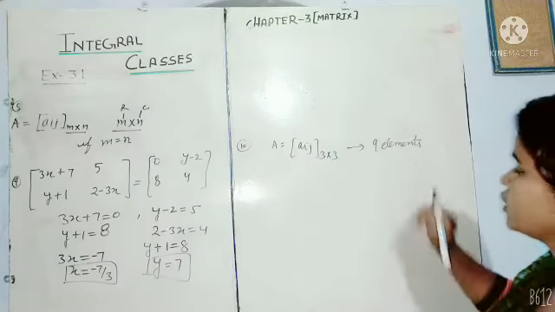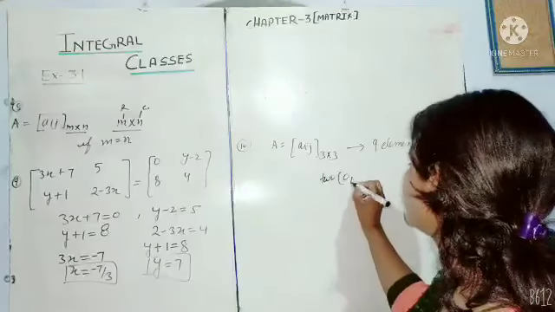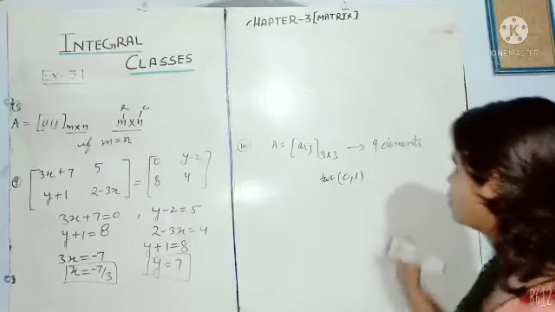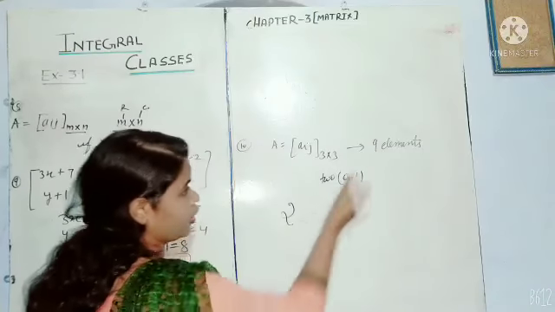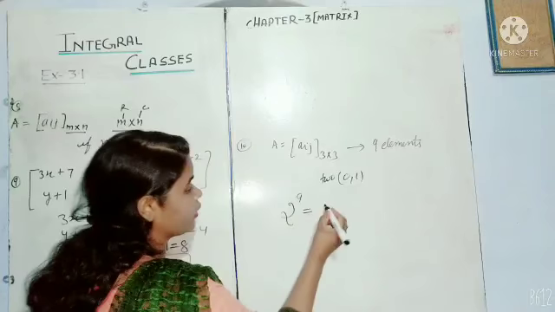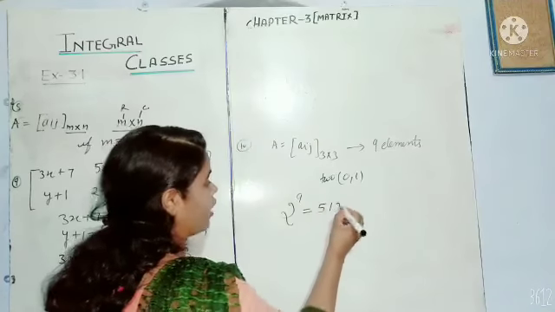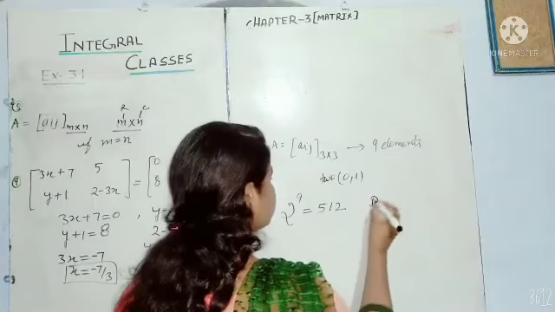So we will use only two numbers, 0 and 1. So we know the formula: 2 exponent, how many elements here? 9. That's why we will get the answer 512. So its correct option is D.